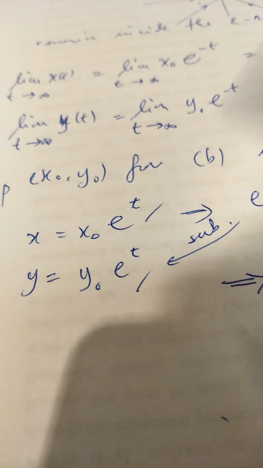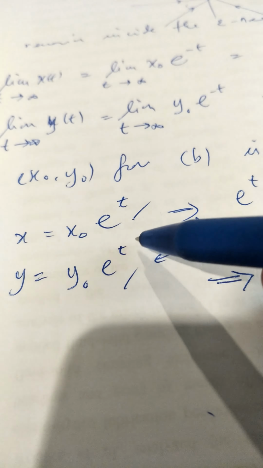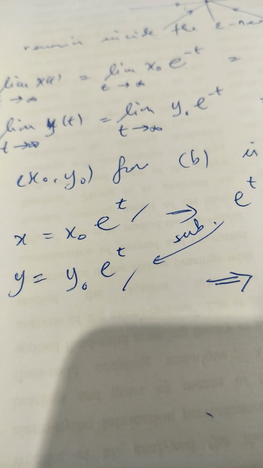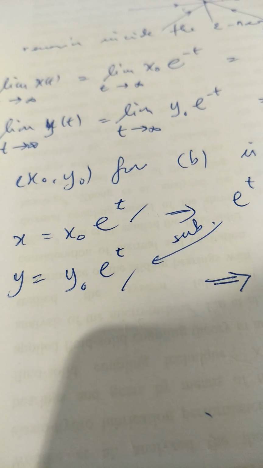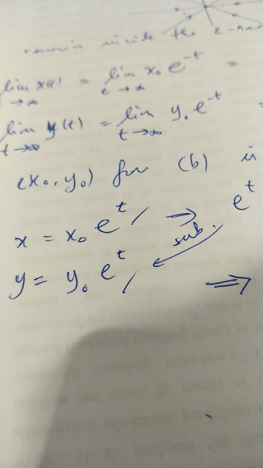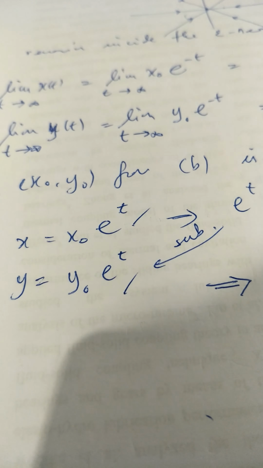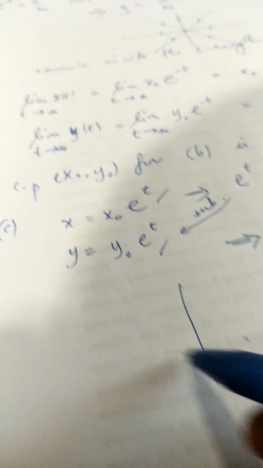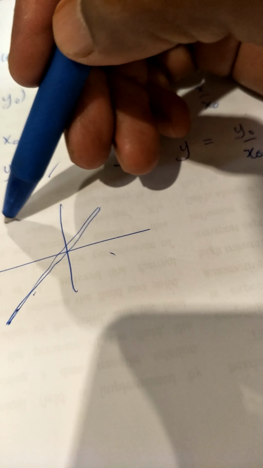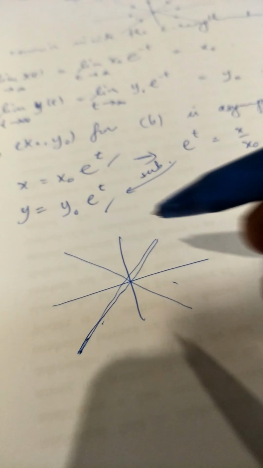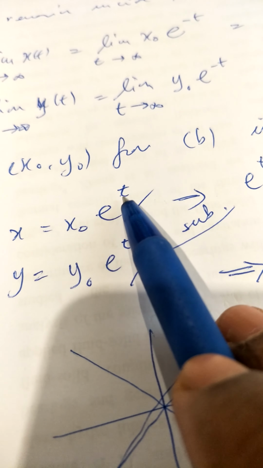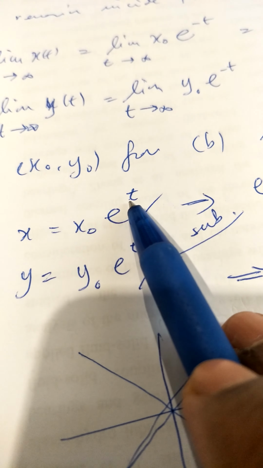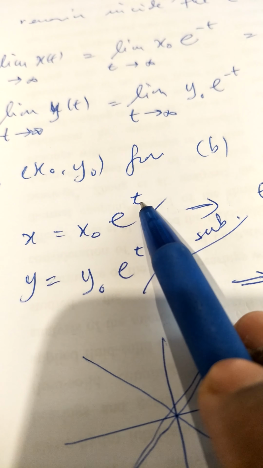So if you look at that solution, you can see that this is a straight line. It should go through the origin like that. But if you take t getting bigger and bigger, what can you see? It goes towards infinity, right?